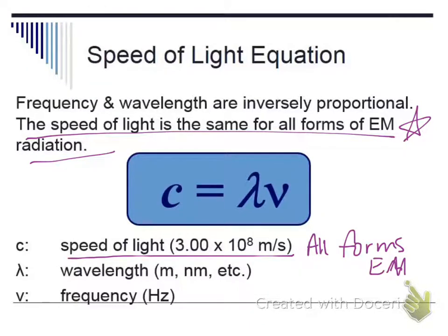And there is our lambda again, that funny looking upside down Y. Wavelength for electromagnetic radiation is typically going to be measured in nanometers. And then of course frequency was 1 per second. So if I show you an equation, you know we're going to work a problem.